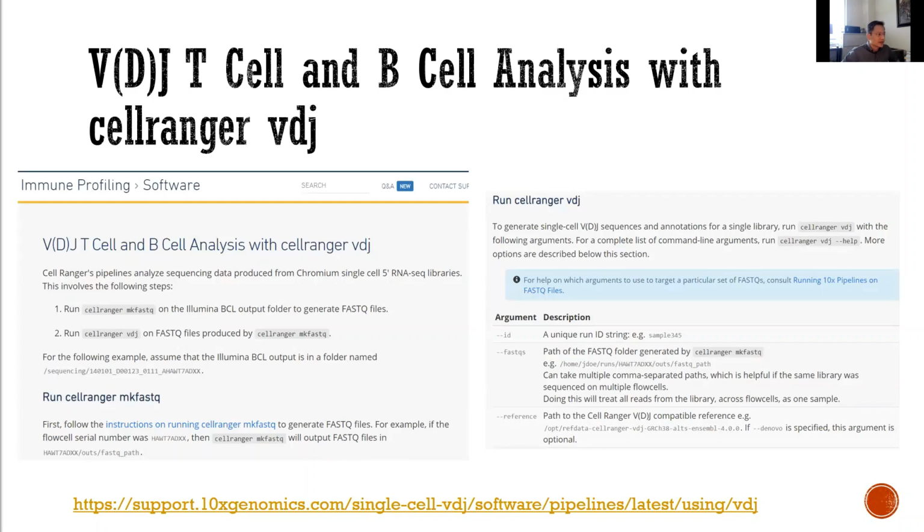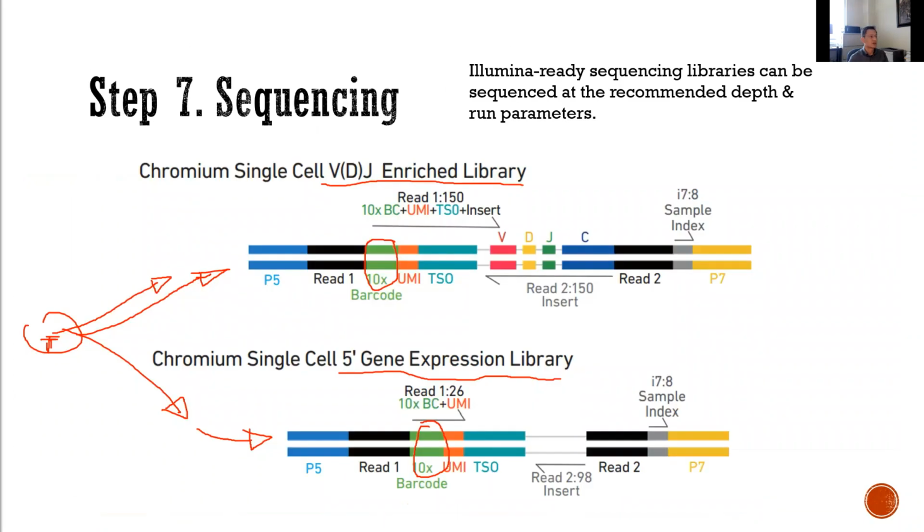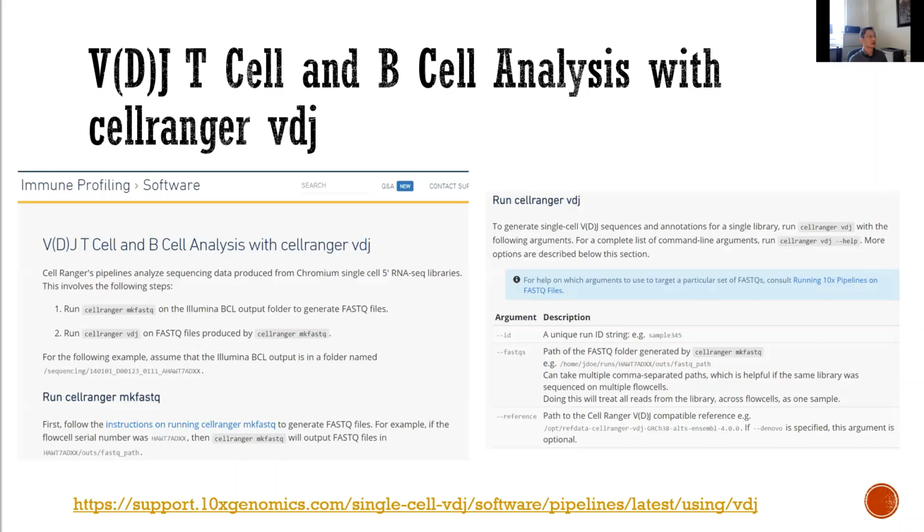Okay, for example, if you have already sequenced the sequencing library in Illumina, and then you get the output of FASTQ file, then you would like to use a particular command in the Cell Ranger software package. Remember, Cell Ranger is the 10x Genomics provided raw data analysis package. It can be used to call gene expression for single cell gene expression analysis. You get the UMI matrix.